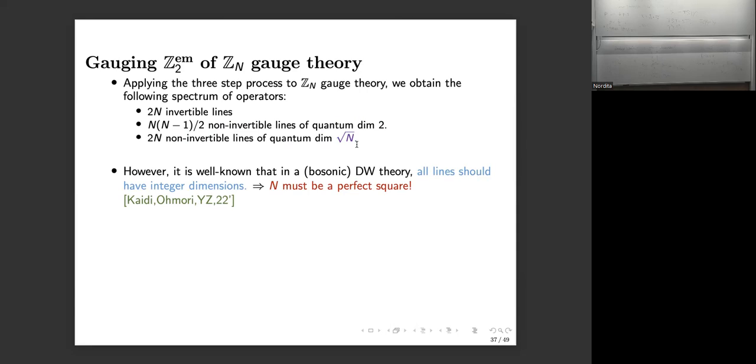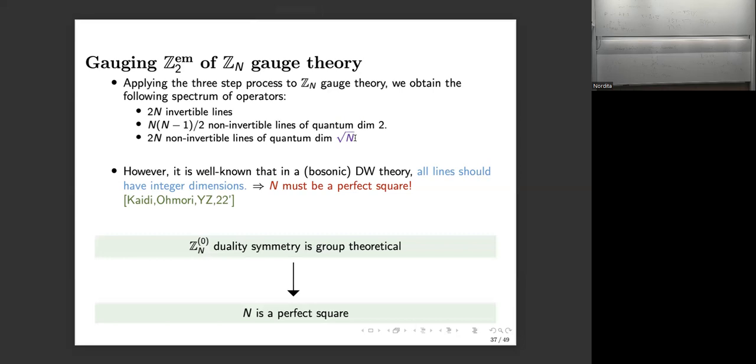This is essentially because the line operators are labeled by the electric charge and magnetic charge, and the electric charge is given by the conjugacy class of the gauge group, and the magnetic charge is labeled by the projective representation of the centralizer of the conjugacy class, which Wenjie explained in her lecture. So because the quantum dimension must be an integer, n must be a perfect square. So this established the downward arrow.